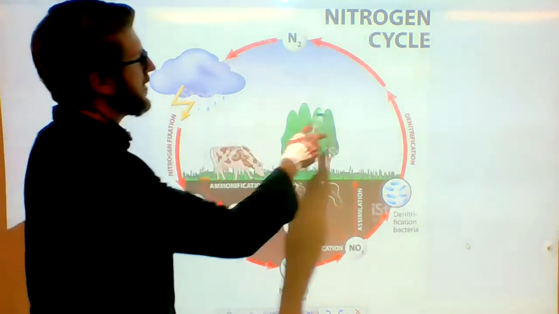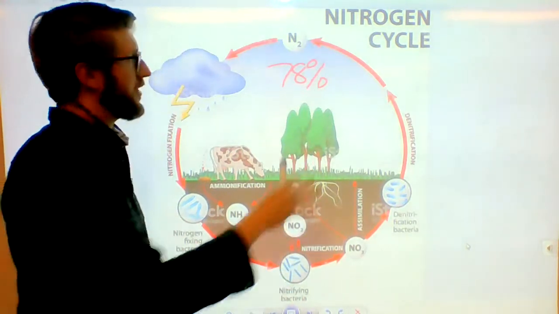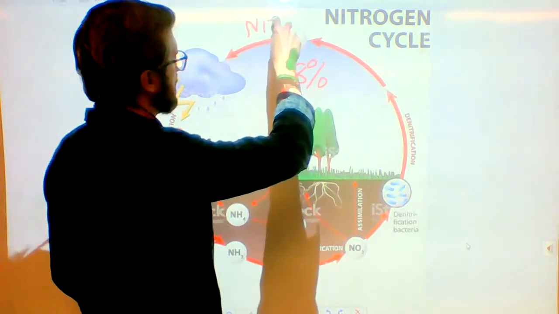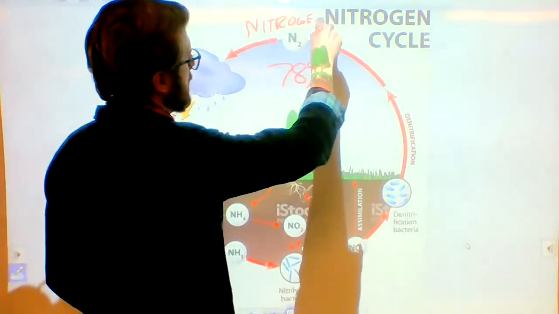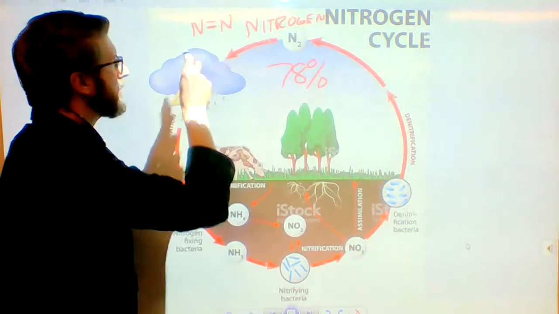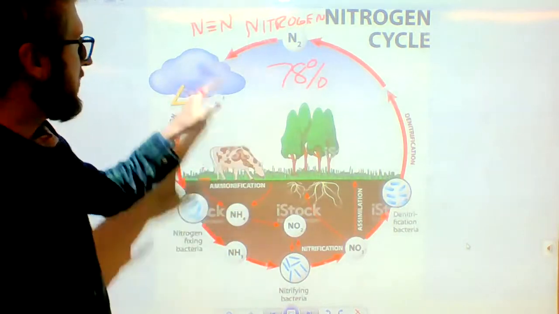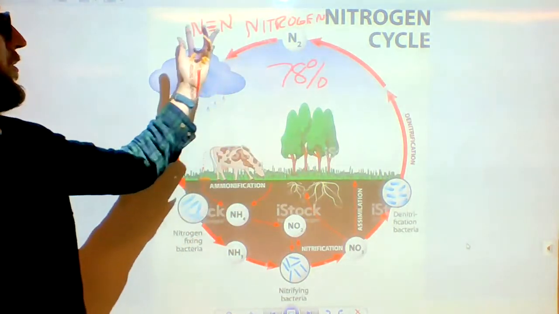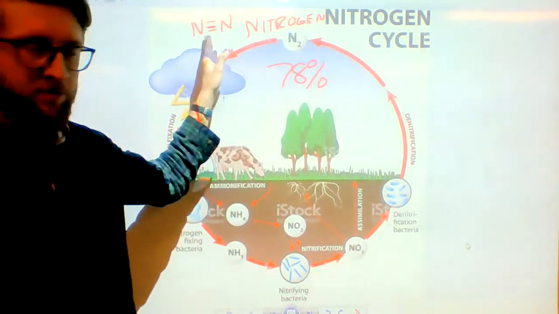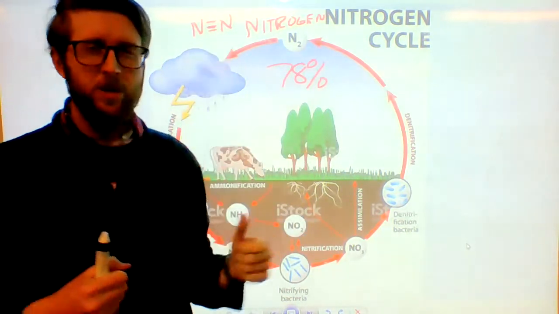Even though, like I said, 78-ish% of the atmosphere is made up of this molecule, nitrogen, N2, which is just nitrogen, N2 just means it's two nitrogen atoms bonded together. So nitrogen in the air is found like this. You rarely ever see just a single nitrogen atom by itself. It's typically two nitrogen atoms bonded together by a really strong triple bond.